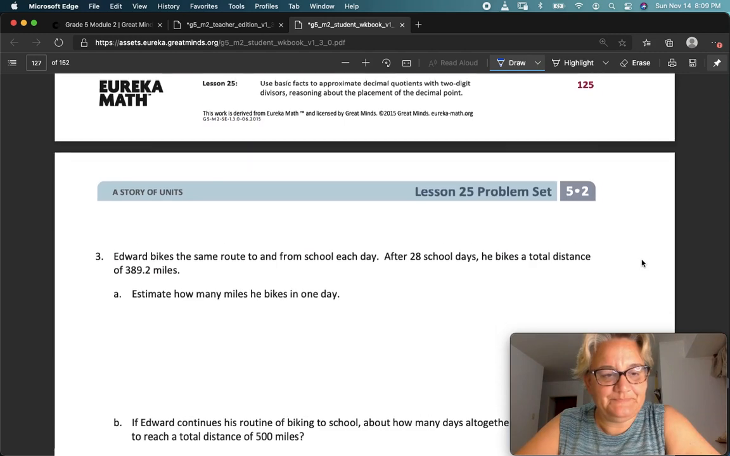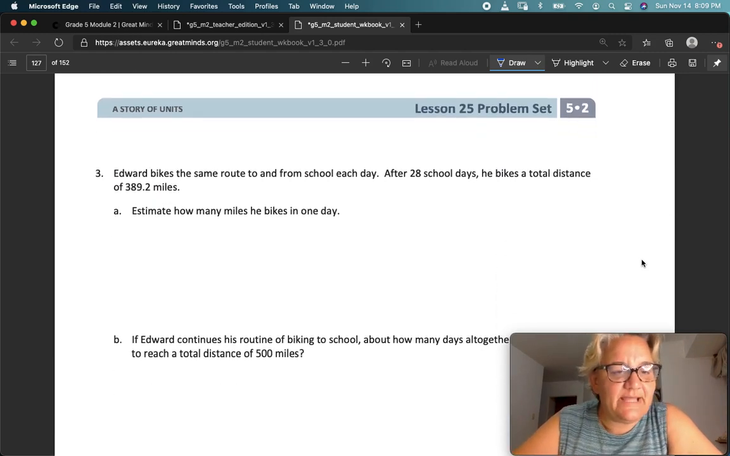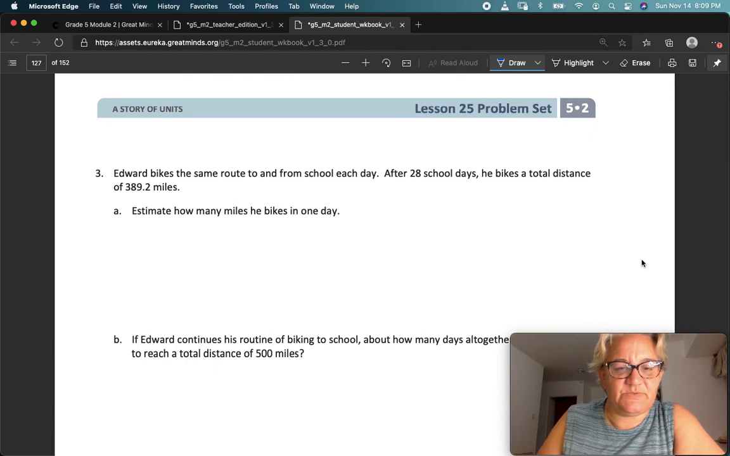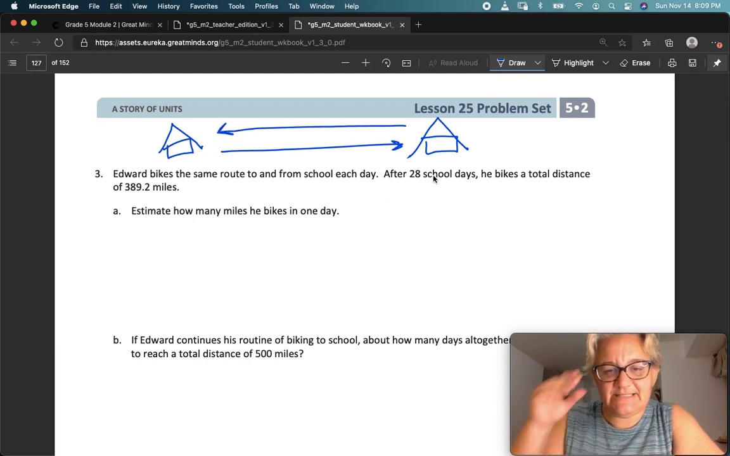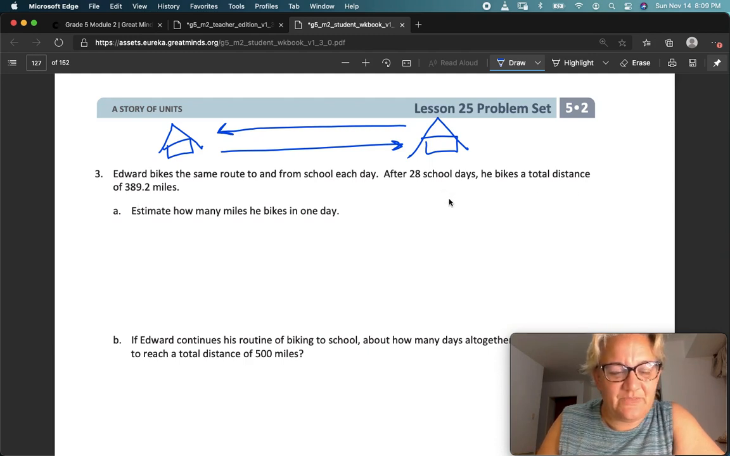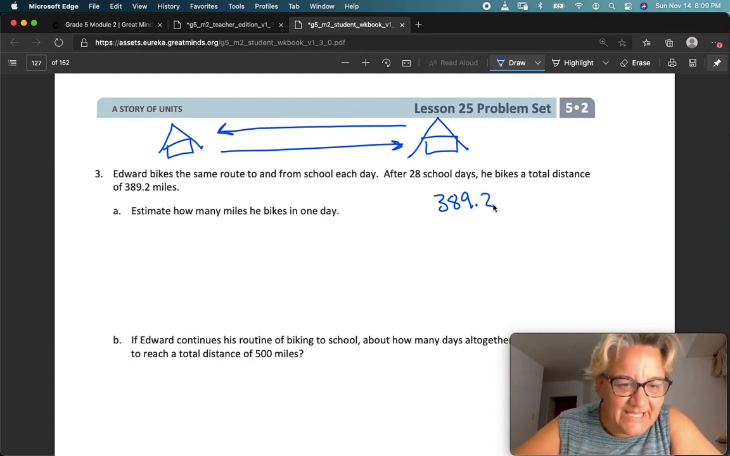Okay, next one. Number 3. Edward bikes the same route to and from school every day. Okay, so there's his house, and there's his school, and he goes the same route every day, there and back. After 28 school days, he bikes a total distance of 389 and 2/10 miles. Estimate how many miles he bikes in one day.